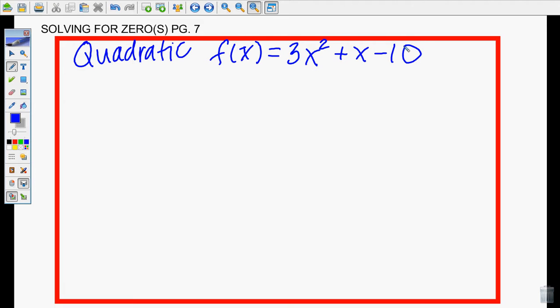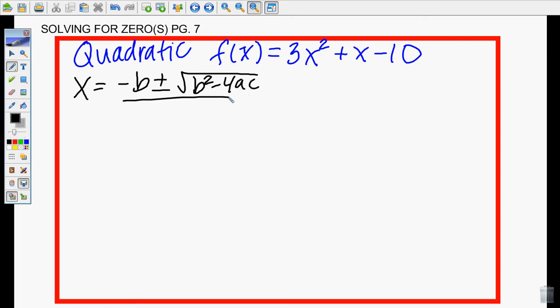And I know it's a quadratic because it's in the form of ax squared plus bx plus c. Because of that, I use what to solve it? The formula. So my quadratic formula is x equals negative b plus or minus the square root of b squared minus 4ac divided by 2a.